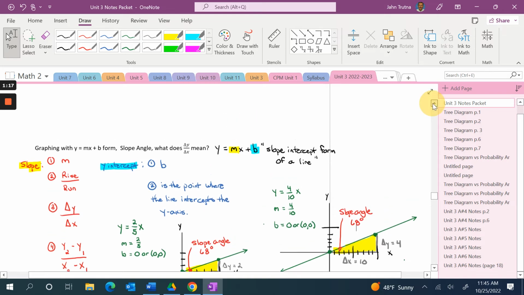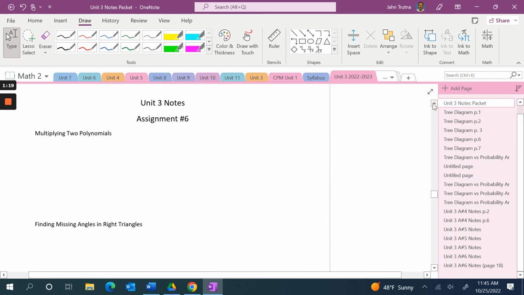Okay, but today's notes, the notes for the video, we're going to go over multiplying two polynomials and finding the missing angles in right triangles. Okay, so first of all, let's go over how do we multiply two polynomials.